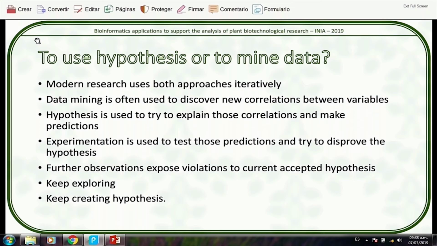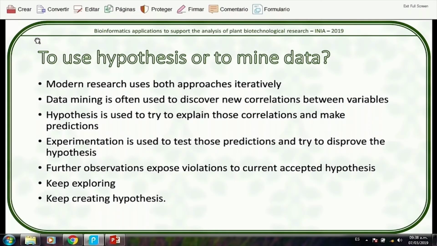So, model research uses both approaches iteratively. You produce more data because you have an objective in mind. You then formulate hypotheses based on the new data you develop. You do more specific tests that will test your hypothesis. You get more data from those tests, sometimes confirming what you're expecting, sometimes not, and then you can get even more data from other colleagues using other plants and other species in other parts of the world with different conditions, but related to what you were doing. Then you use data mining to discover correlations between variables. Then a hypothesis is used to try to explain those correlations, test them, and make predictions.